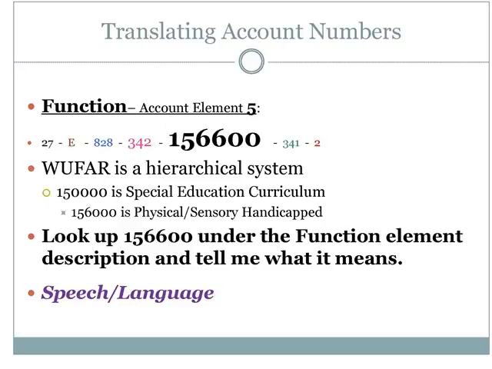The next digit, the 5, indicates that it involves special education. So 150,000 series accounts deal with education. Specifically, the 156600 deals with speech language.